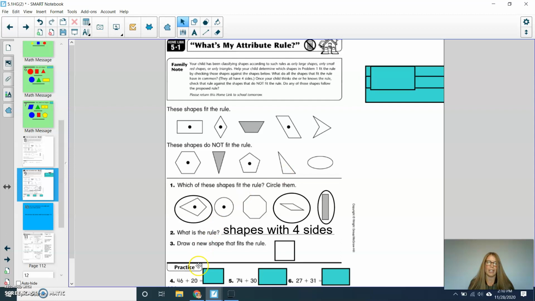The last thing we'll look at is the bottom practice. So can you solve these three problems? If you need more space, you can use the back side of the paper, and then press play when you're ready to check your answers.